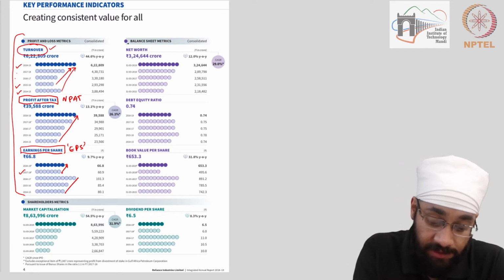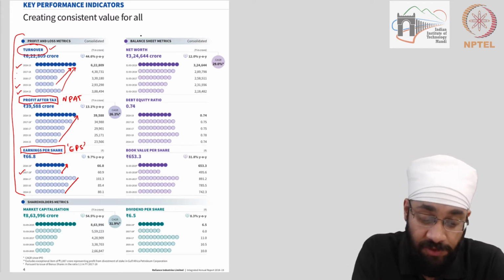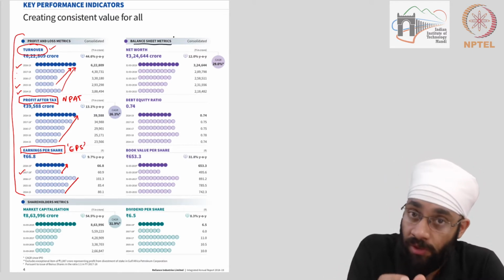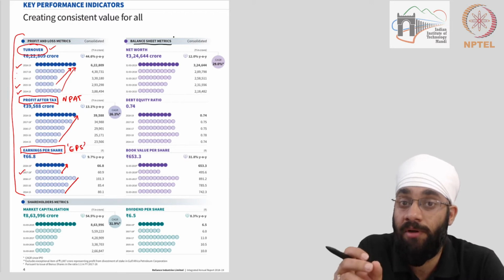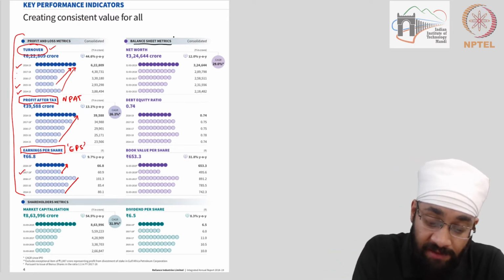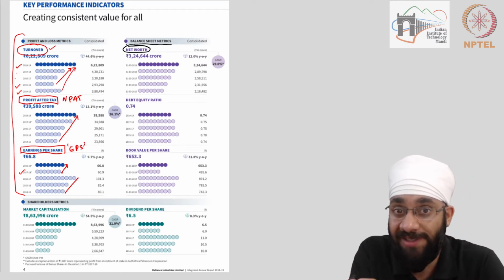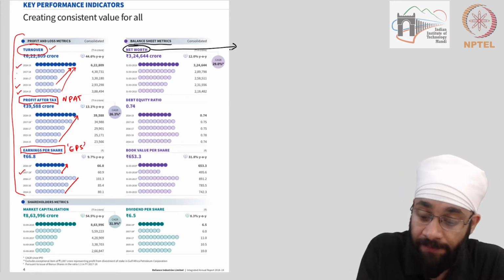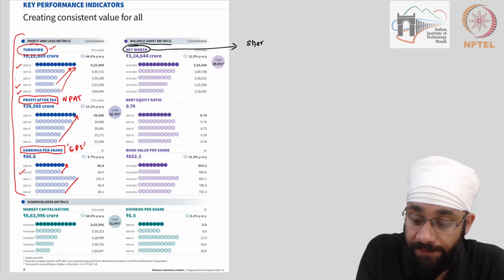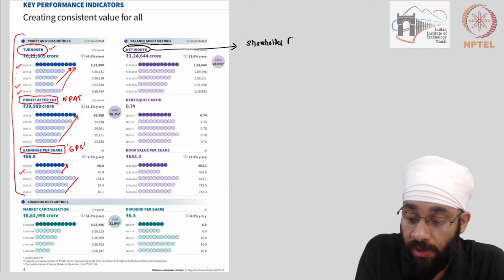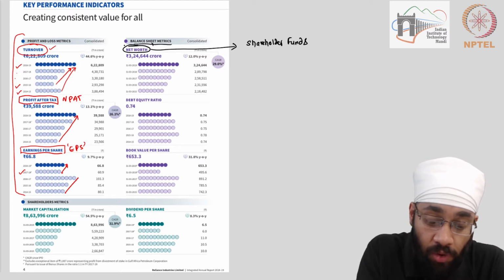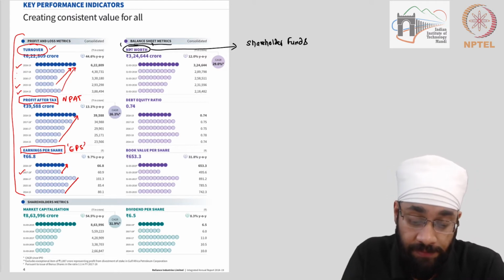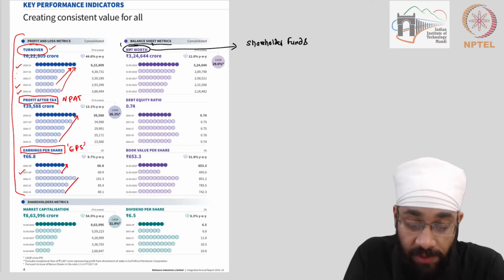Let us now look at the second set of indicators which has been shown by the company. These are called balance sheet metrics. From the balance sheet, we know now the company is going to talk about assets and liabilities that they have. The first item is net worth. Now, net worth is something that we've not discussed explicitly, but you already know what net worth is. Net worth essentially is the shareholders' funds. Net worth is a very common word which is used in the news or otherwise as well in the business world.